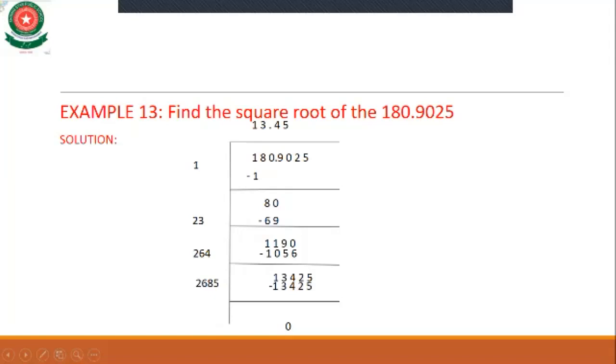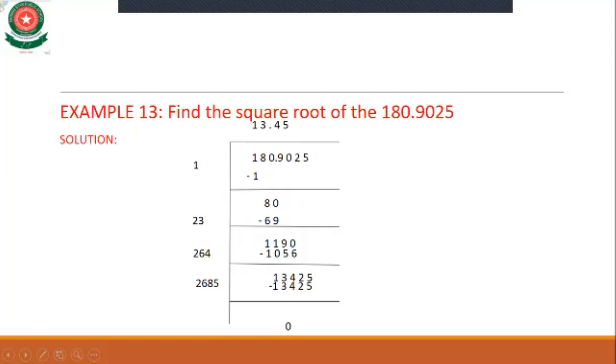264 multiplied by 4 is equal to 1056. When we subtract, 1190 minus 1056, our remaining result is 134. And we move this pair, 25, downward. 2685 multiplied by 5 is equal to 13425. Subtracting, the remainder is 0.